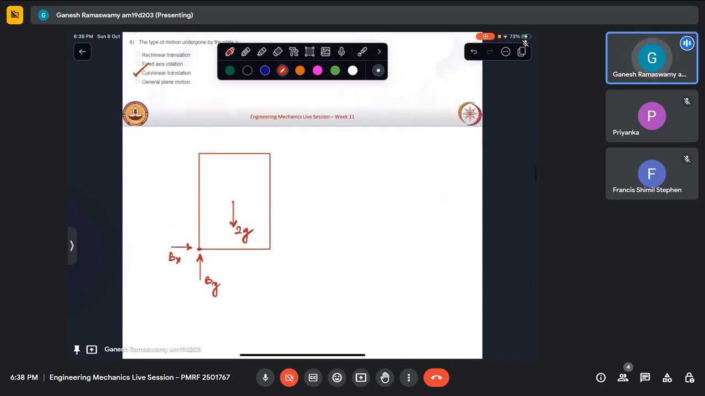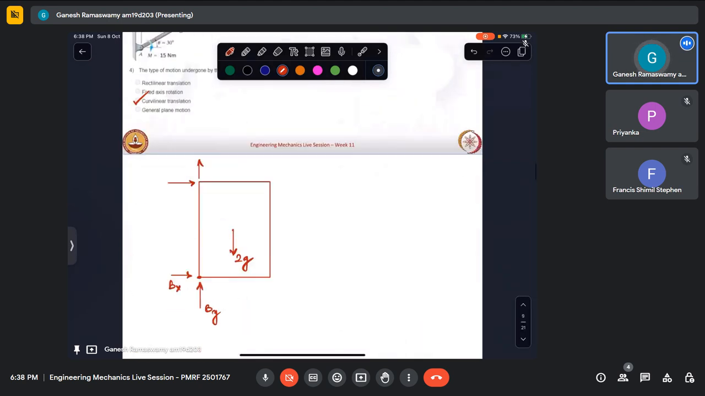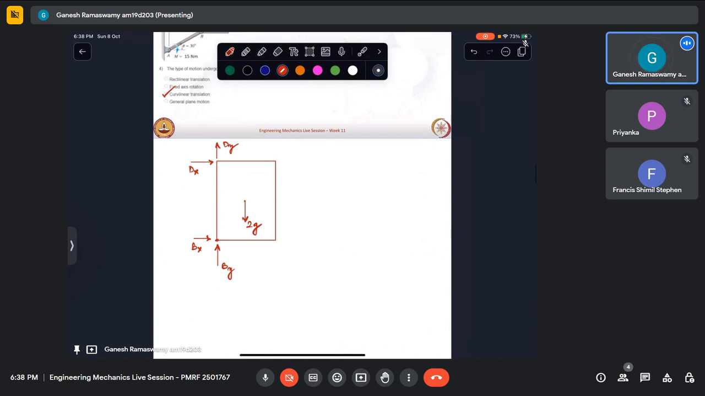Similarly, there would be two reactions over here. What is that point? D. So call this Dy and call this Dx. Okay, so its free body diagram is complete. Similarly, I have to draw its kinetic diagram.